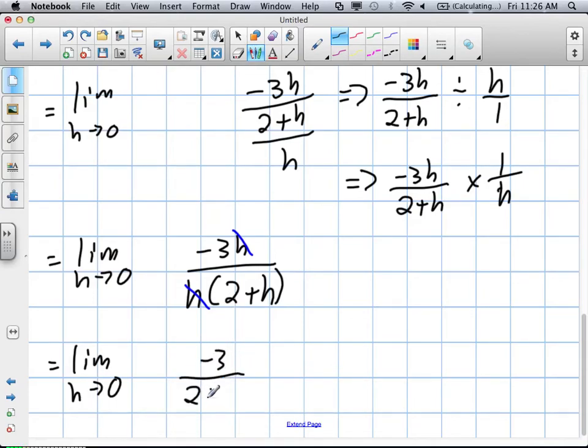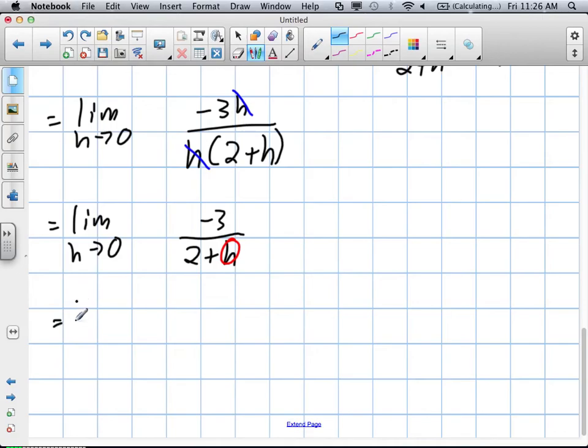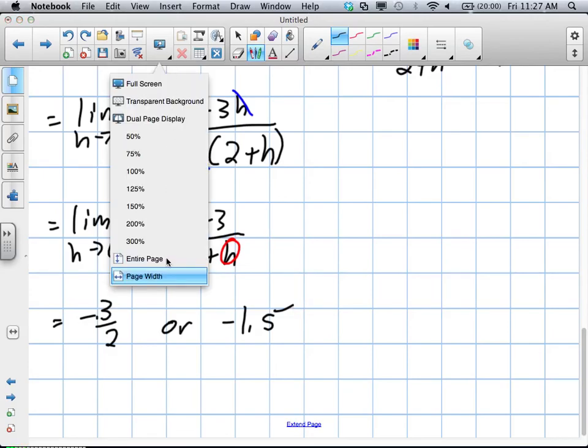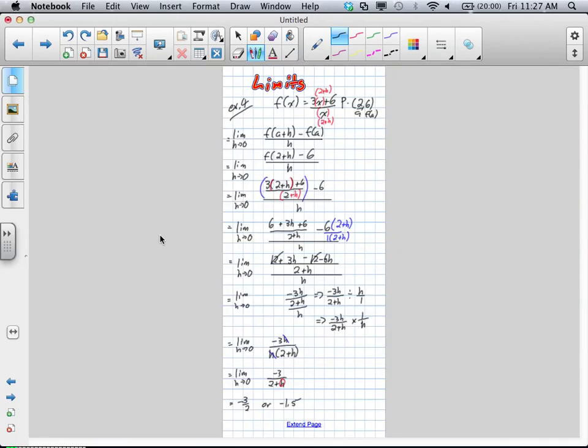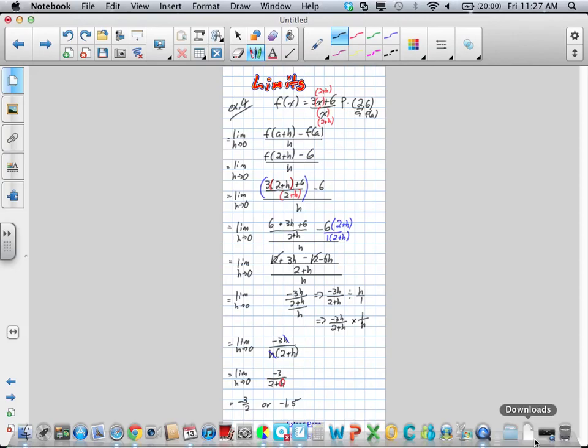divided by 2 plus h. This is as simple as we get. So now again, we're going to substitute our 0 in for our h, and the limit is equivalent to negative 3 over 2, or negative 1.5. So the rate of change at that point is negative 1.5. So at the point 2, 6, the rate of change of that function is negative 1.5, or negative 3 over 2.